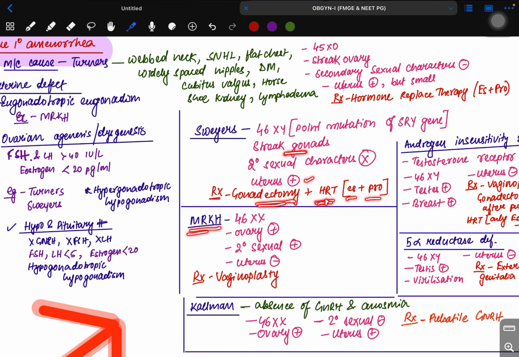In MRKH, it is 46XX, the ovary is present, secondary sexual characters are present, but uterus is absent. Therefore, we don't have to do hormone replacement therapy, we are doing only vaginoplasty.